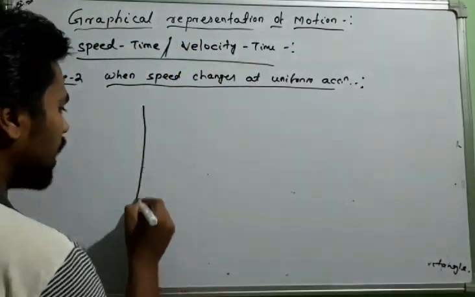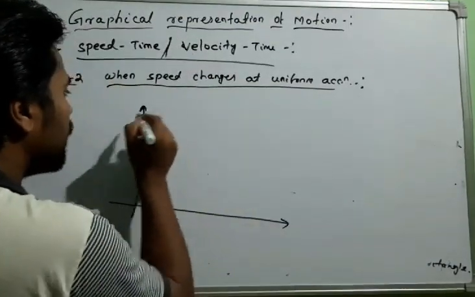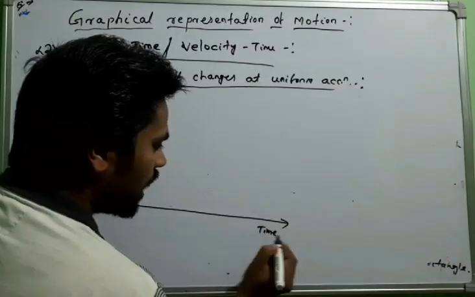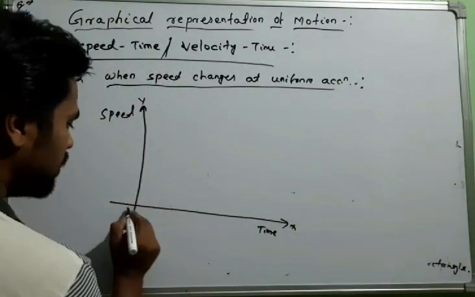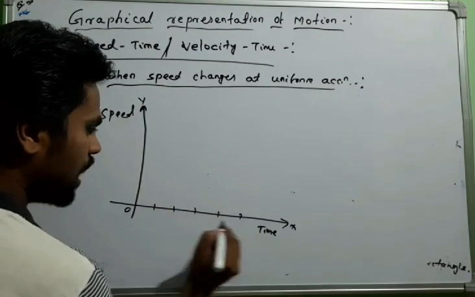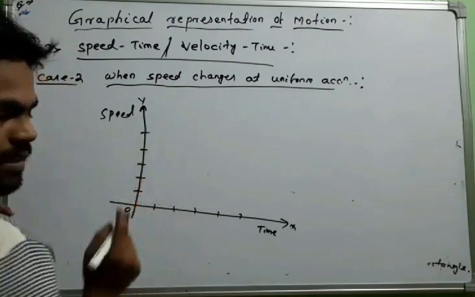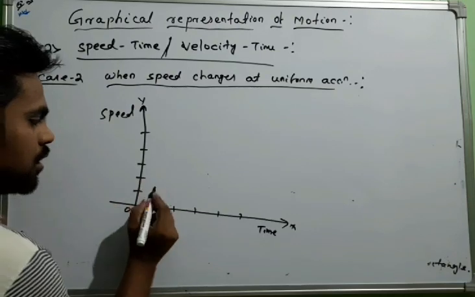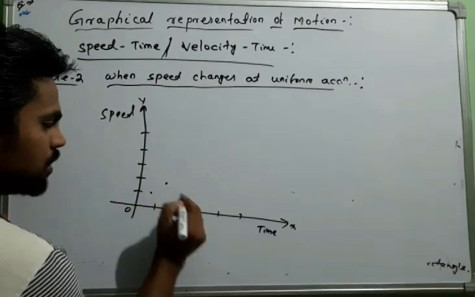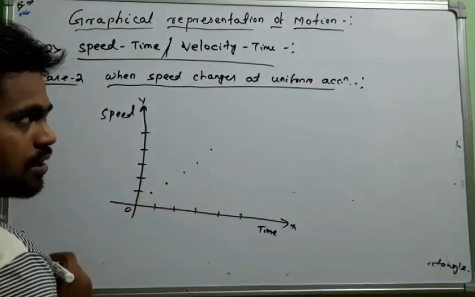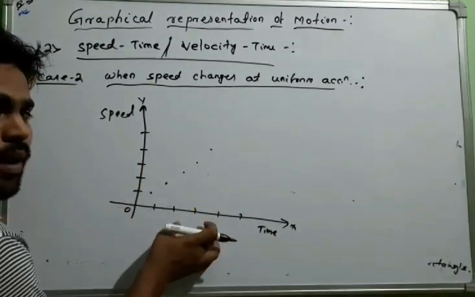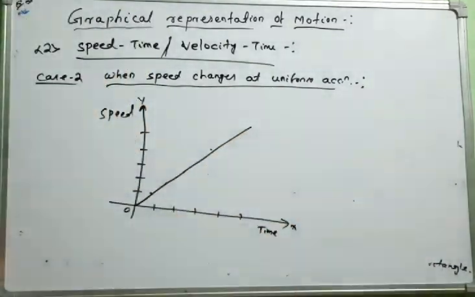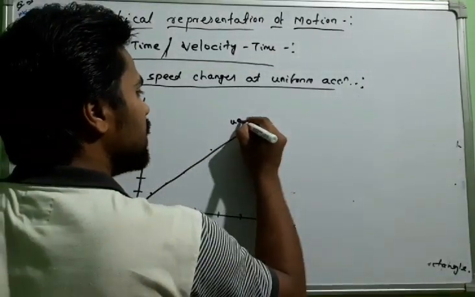So now I'll represent the graph of speed versus time when speed changes with uniform acceleration. Here I will take time on the x-axis and speed on the y-axis. This is origin, then 1, 2, 3, 4, 5 like this, and here 1, 2, 3, 4, 5 like this. Clear? At time 0 seconds the speed is 0. At 1 second speed is 1 meter per second. At 2 seconds speed is 2 meters per second. At 3 seconds like this. Because an equal amount of speed changes in an equal interval of time, that is called uniform acceleration. So now you can make the graph like this. Clear or not?